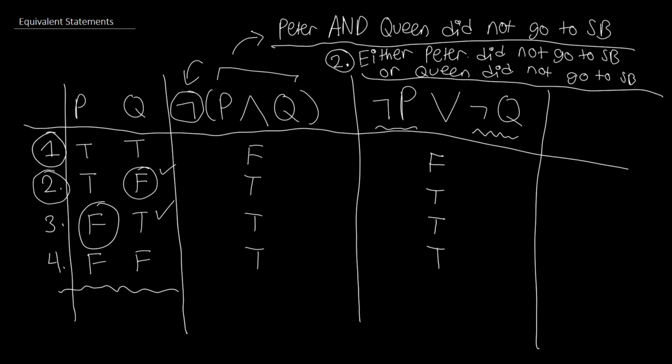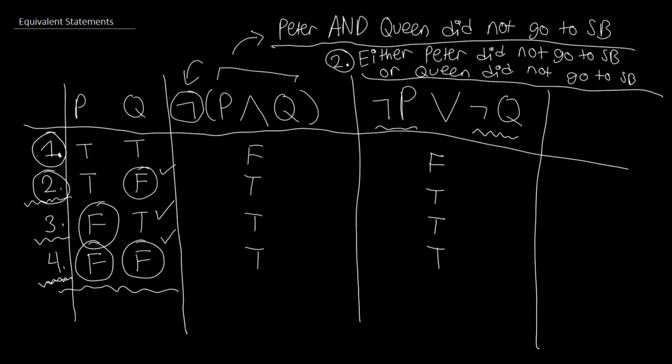And since this is an OR statement, it allows for the possibility that both Peter and the Queen did not go to Starbucks. So let's give a check to number 4 here. So to recap, when the person says either Peter did not go to Starbucks or the Queen did not go to Starbucks, it tells you that either you are in universe number 2 or universe number 3 or universe number 4. You can't be in universe number 1 because Peter and the Queen both went to Starbucks there, right?